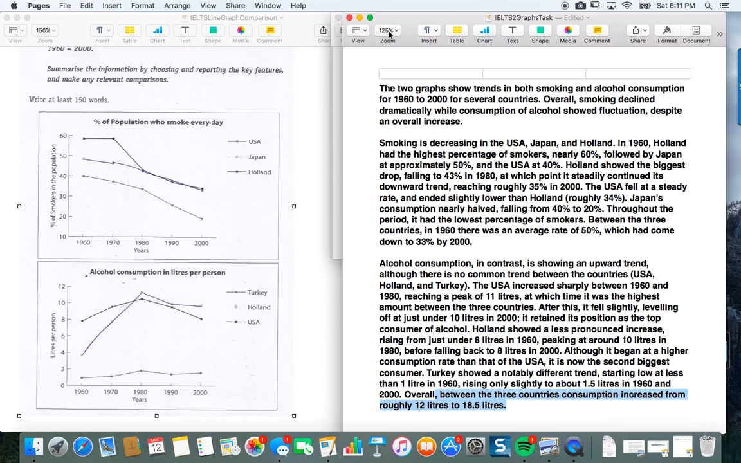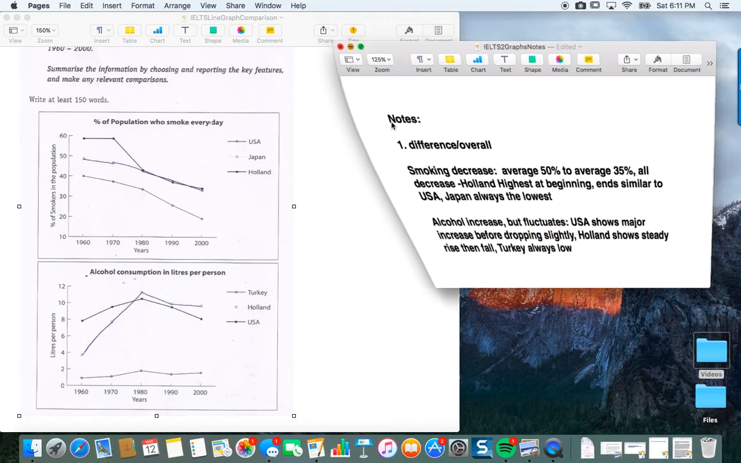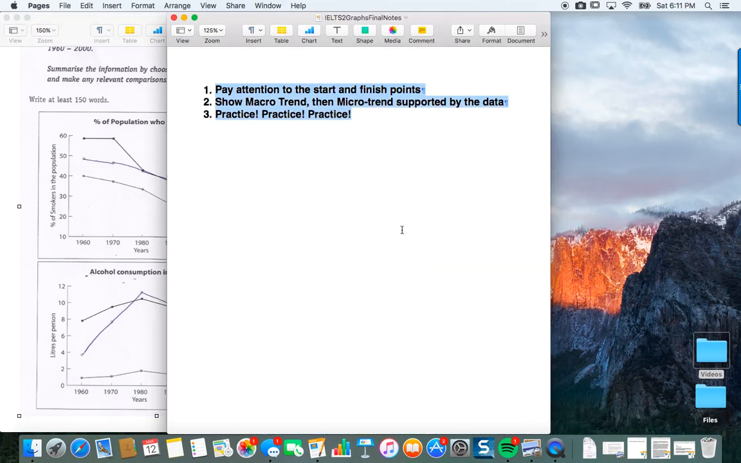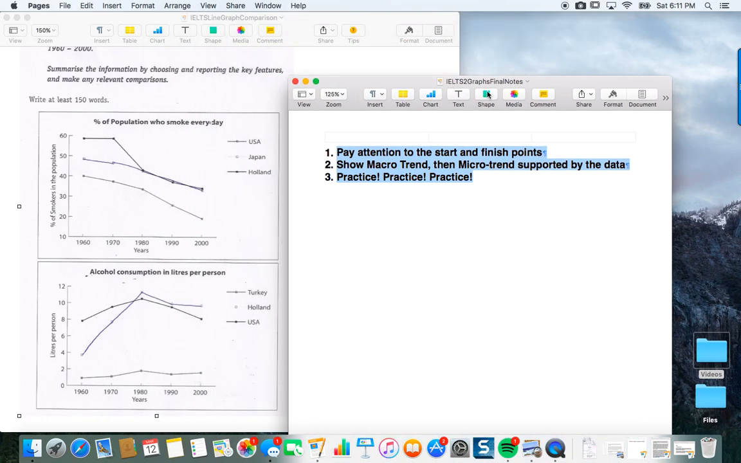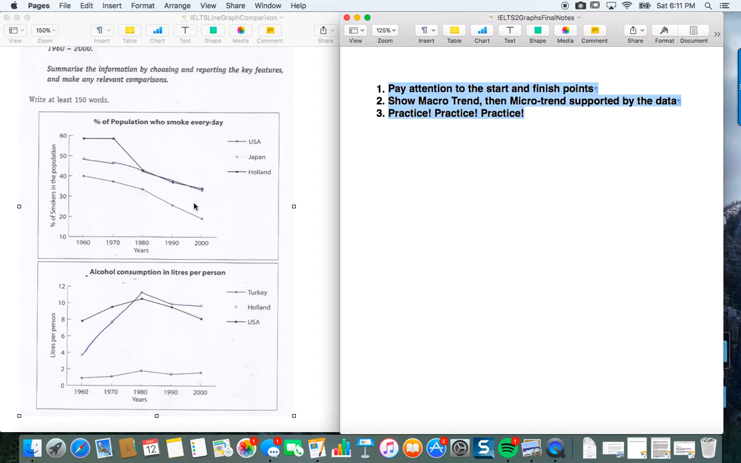Now we'll make one final point. Let's take a look at some final notes. So just remember, pay attention to the start and finish points. That's what we talked about over here, right? Start, finish. Show the macro trend. Overall, it's a decrease, or overall, it's an increase despite fluctuations, and support it with data. Remember that. It should be in your mind when you analyze these graphs. Trend, data, trend, data. Don't just talk about how it increased and then decreased and then increased again. Show the trend and then support it with the data.